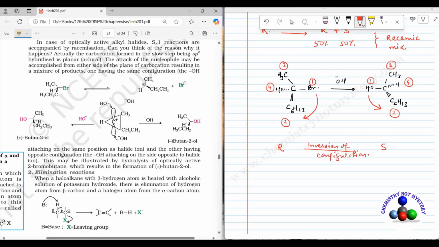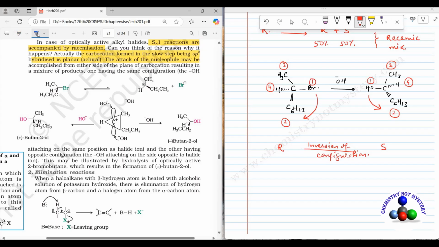In case of optically active alkyl halides, SN1 reactions are accompanied by racemization. Can you think of the reason why it happens? Actually, the carbocation formed in the slow step, being sp2 hybridized, is planar and achiral. The attack of the nucleophile may be accomplished from either side of the planar carbocation, resulting in a mixture of products, one having the same configuration, meaning OH attached to the same side as the halide ion, and the other having the opposite configuration, in which OH is attached to the opposite side of the halide ion.